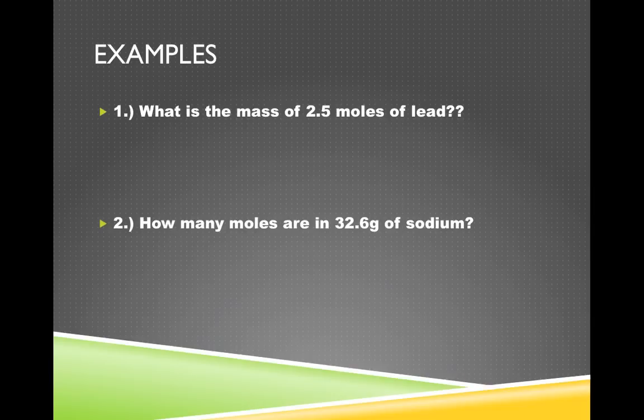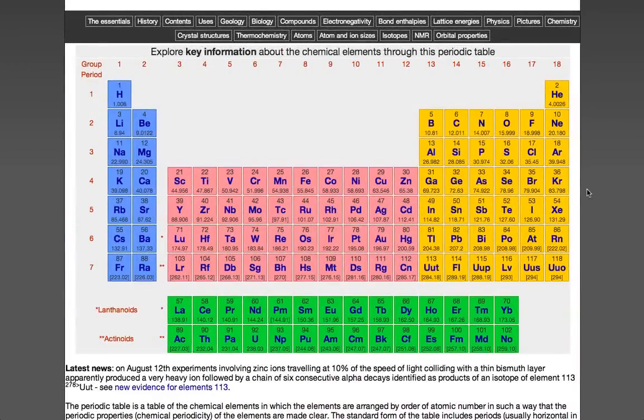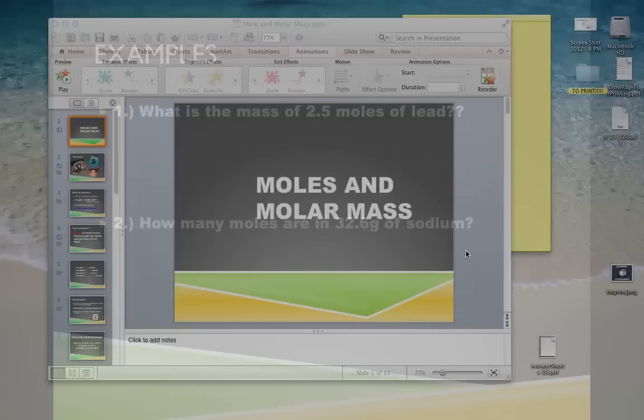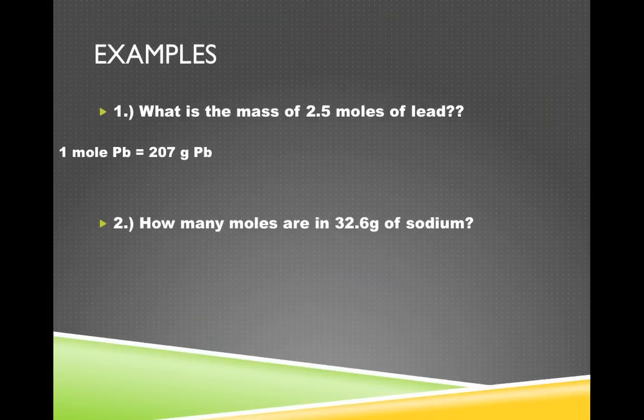So number 1, what is the mass of 2.5 moles of lead? Okay, so first you need to know how much 1 mole of lead is. So I'm going to come over here to lead, and lead is right here. And so I see 207.2 is the molar mass. So 1 mole of lead is 207 grams.